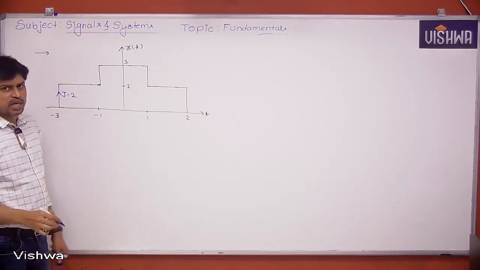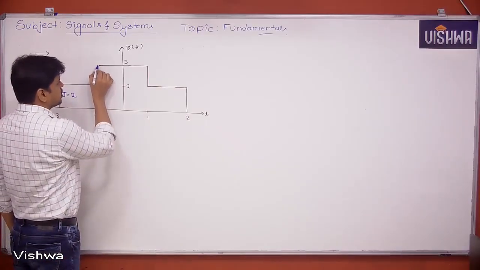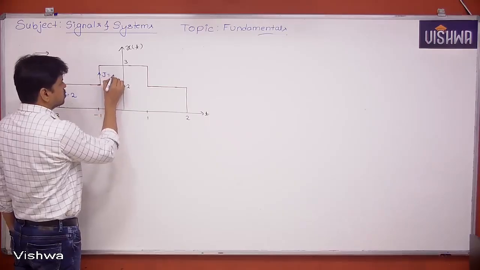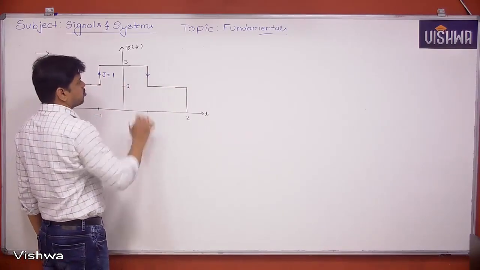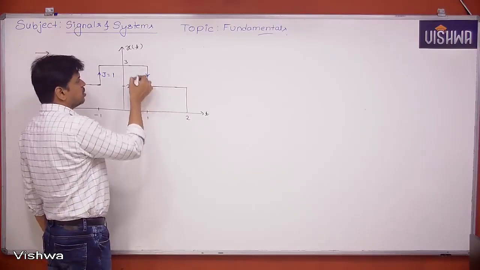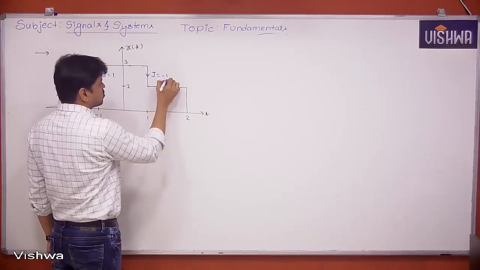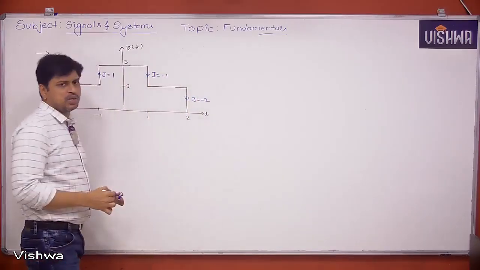At -1, how much is the jump we are having? Already amplitude is 2 is there. Then we are having 3. 3 minus 2, jump is equal to 1 only. Next, at this point jump is in the downward direction. 3 becomes 2. 2 minus 3, jump is equal to -1. Here jump is equal to -2. They are nothing but the coefficient.